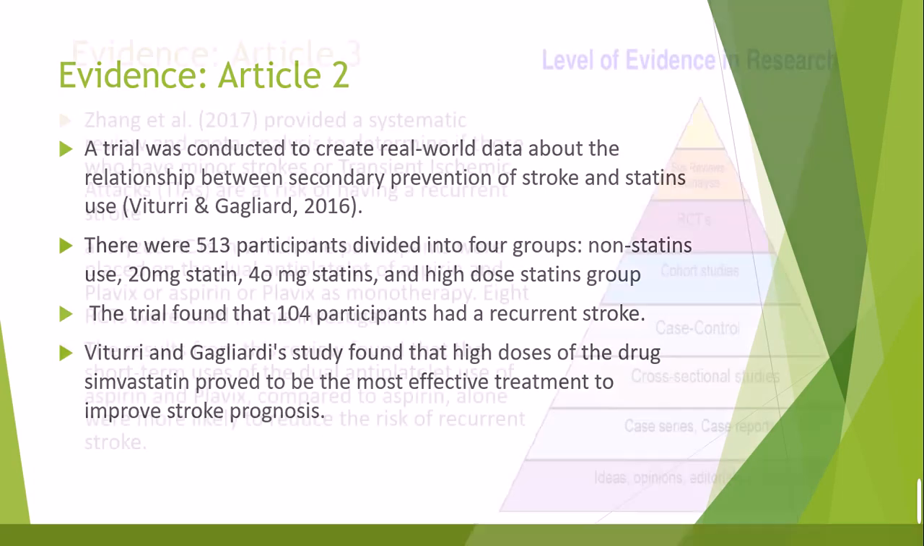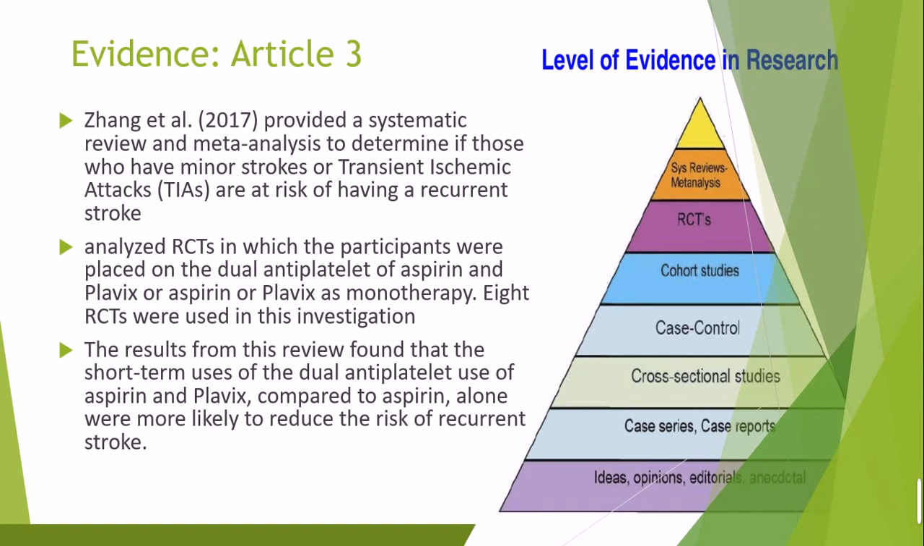Evidence 3 is an article by Zhang, and in 2017, they provided a systematic review and meta-analysis to determine if those who have minor strokes or transient ischemic attacks are at risk of having recurrent stroke. The results from this review found that short-term use of the dual antiplatelets aspirin and Plavix, compared to aspirin alone, was more likely to reduce the risk of recurrent stroke.